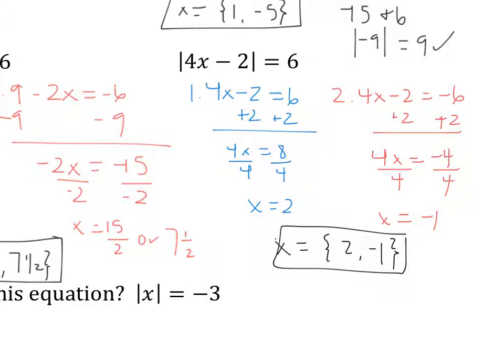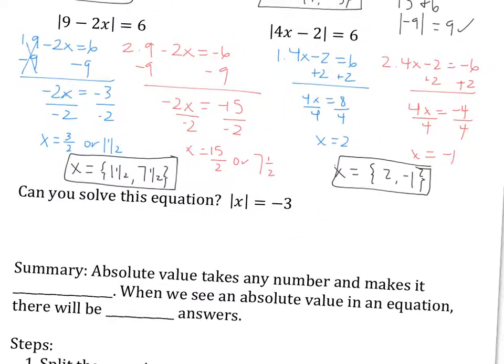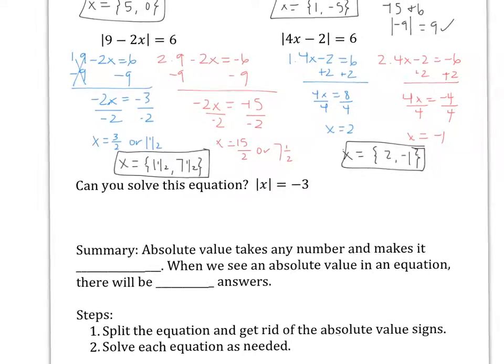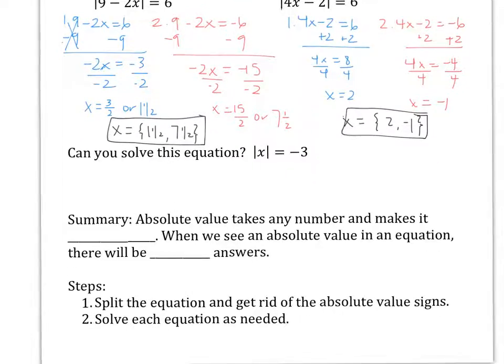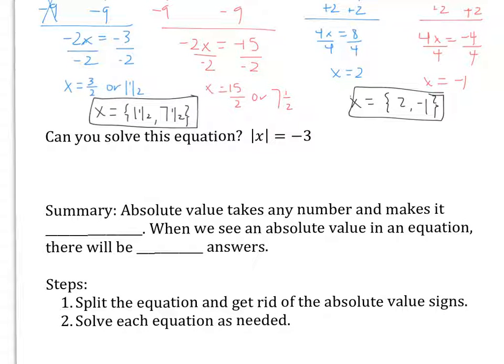Now that we know how to do that, that will just be a good check to make sure that we are correct. Okay, looking at this next question here, can you solve this equation? The absolute value of x is equal to -3. Can you solve this?